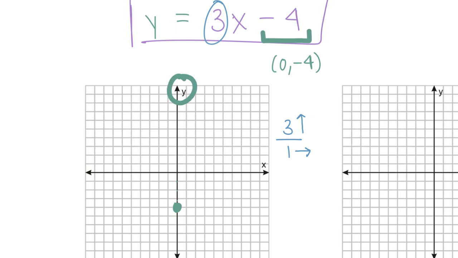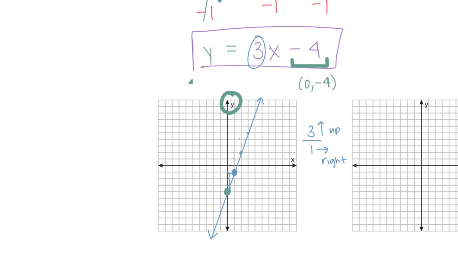So to get to my next point, I'm going to move up 3 and to the right 1 from that original point I just plotted. So up 3, to the right 1. And then connect those to make your line. And you can keep going up 3, to the right 1 if you just want it to be more accurate. Doesn't hurt, but you only need 2 points to make the line. So for the graphing part, I'm looking to see that you plotted the y-intercept in the correct spot and you move correctly based on the slope.